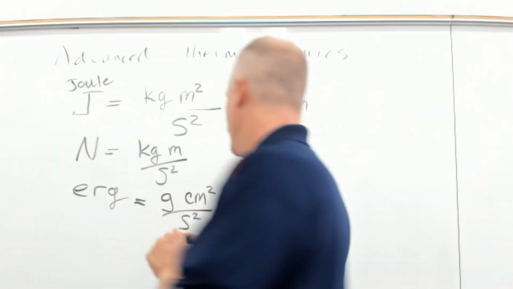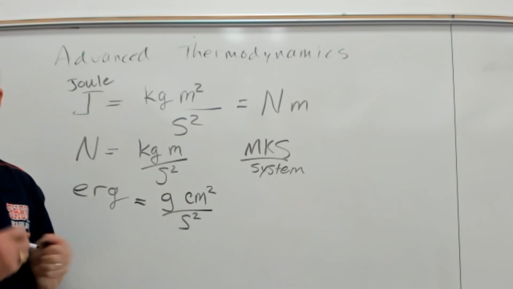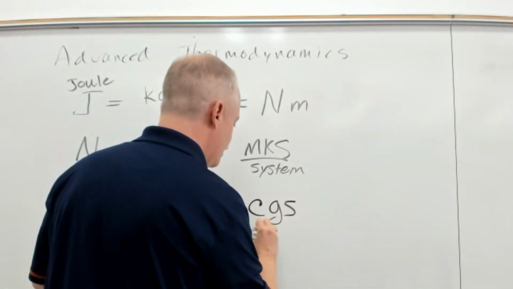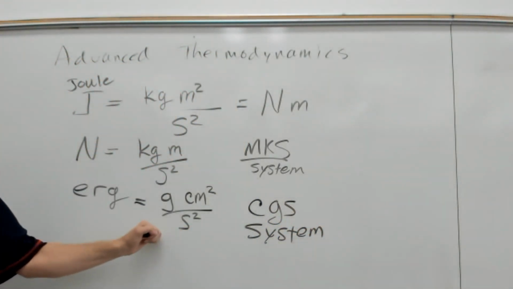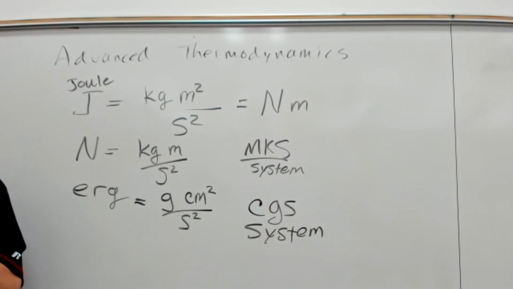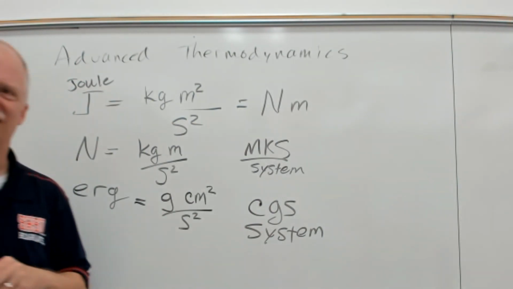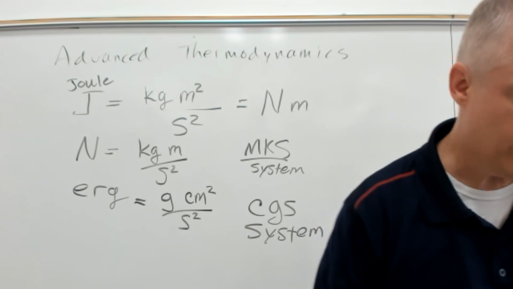And now, what kind of system would this be? Remember, M was for meter, so here we have a C, so it's a CGS. So that's the CGS system. Still metric, still SI, although some purists would argue with you. And so that's a little bit on different energy units.